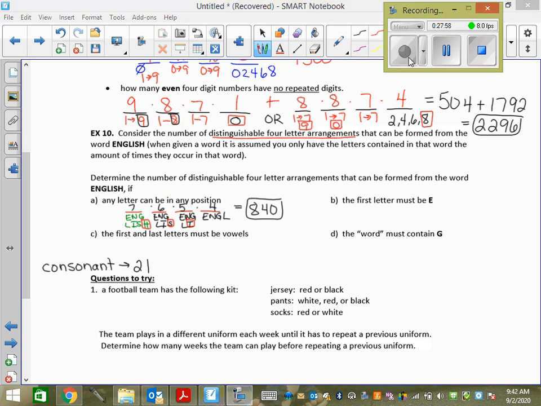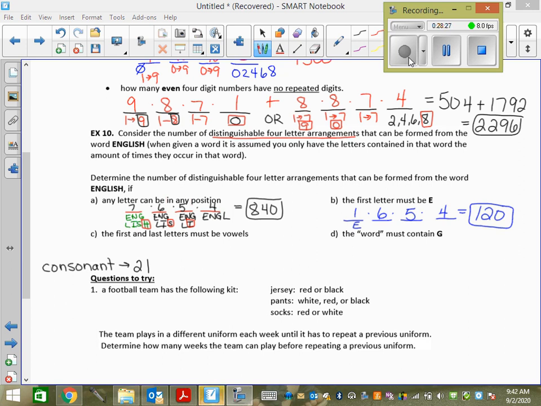The first letter must be E. So we go 1, 2, 3, 4. This one must be E. So I have one option, right? Then I hold the E there, and then for the next one I have 6 options, right? 5, 4. Which is 120. 30 times 4, yeah.